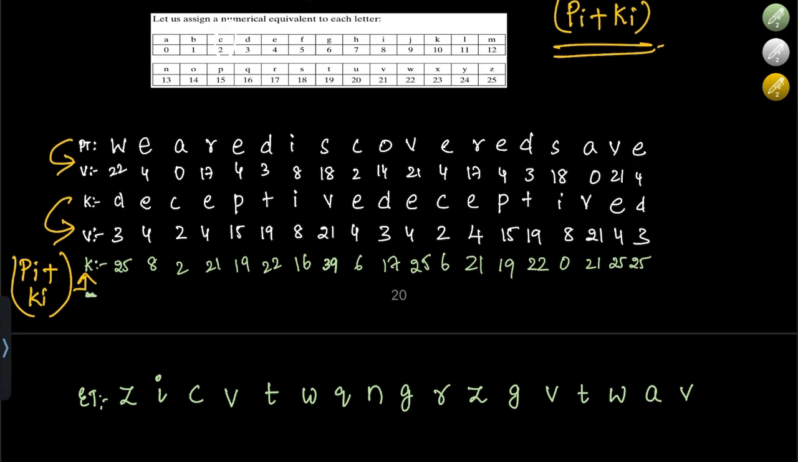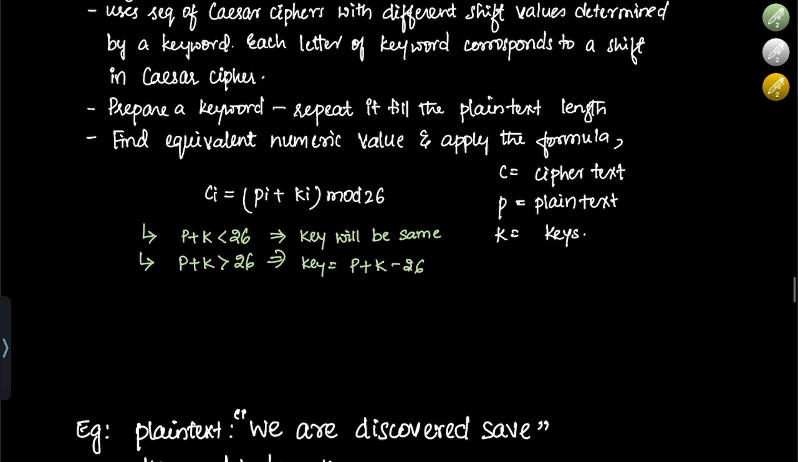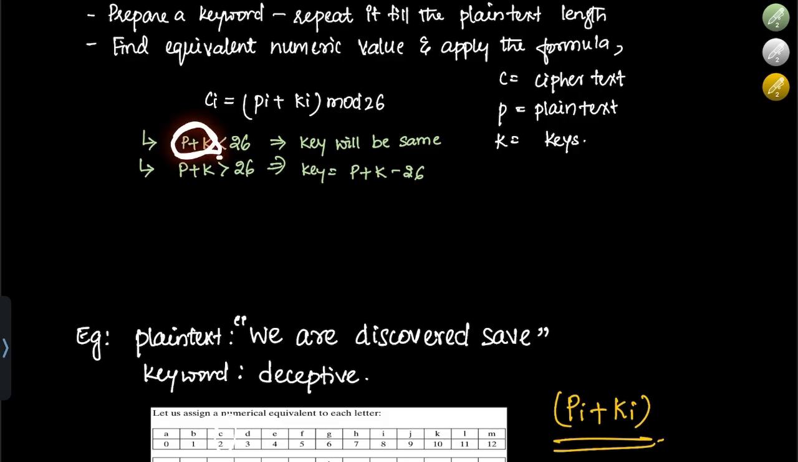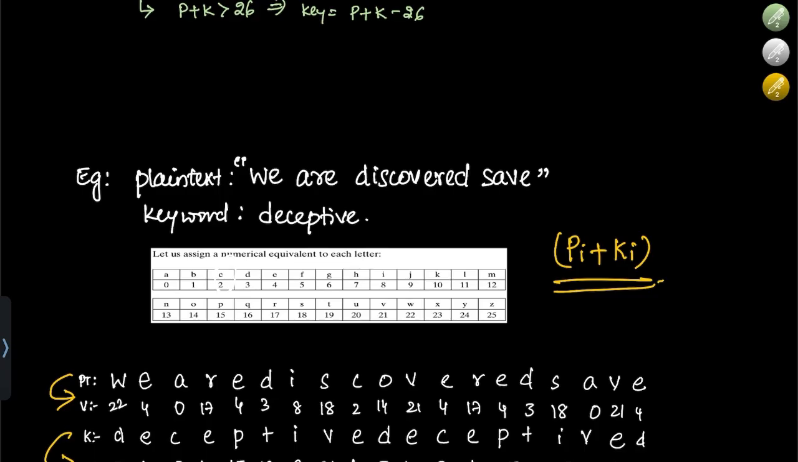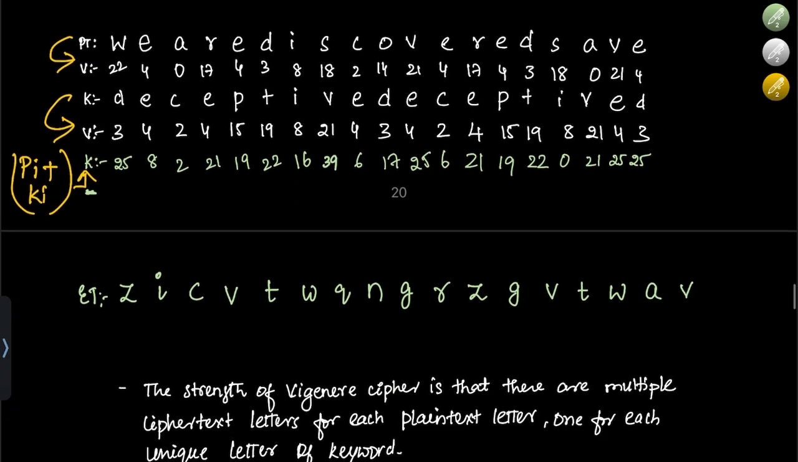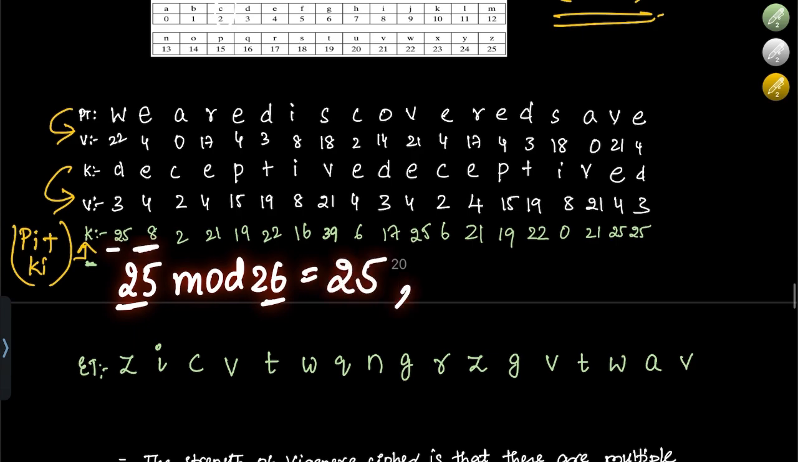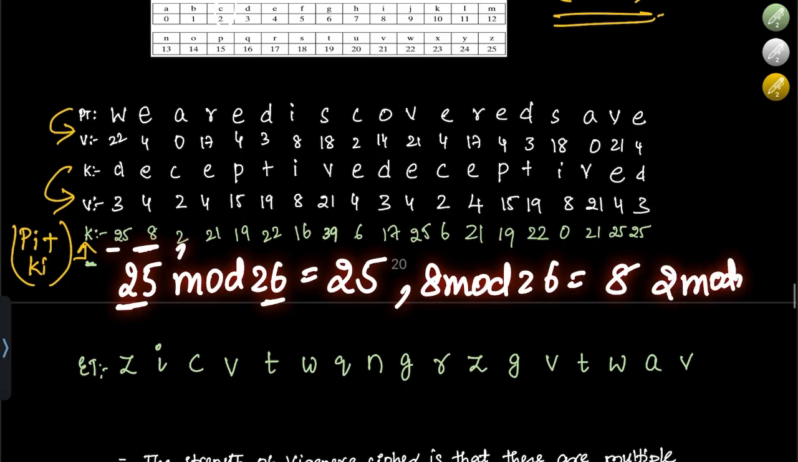Having found the P plus Ki values, the next step is to perform modulo 26. Finding P plus Ki mod 26 gives us the cipher text. If P plus K is less than 26, then the result is the same value. If P plus K is greater than 26, then we subtract 26, P plus K minus 26. Let's see how it is solved. Here I have 25. 25 mod 26: 25 is less than 26, so I'll write 25 as it is. Again 8, and 8 mod 26 is 8 itself. Next I have 2, and 2 mod 26 is 2 again.